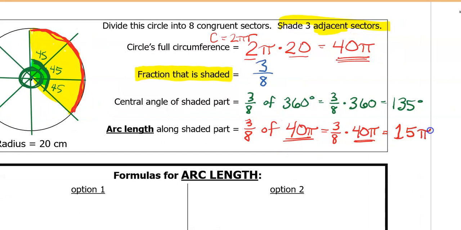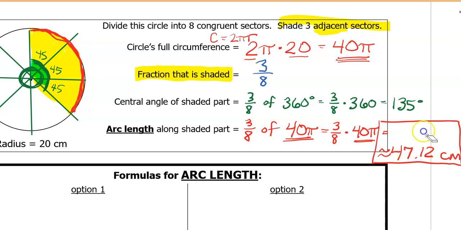And so I end up with 15 times pi in exact form, or about 47.12 centimeters. If I go with an approximation, it doesn't matter here. 15 is looking a little rough. Let's try that again.